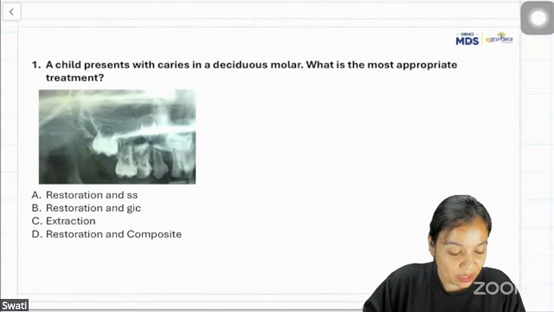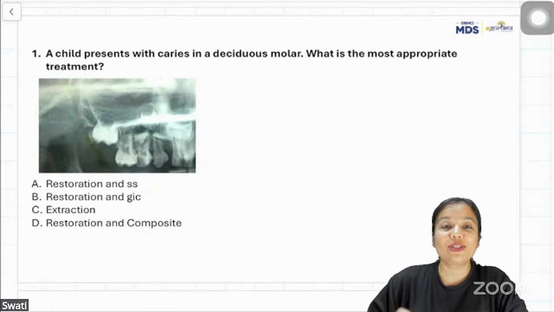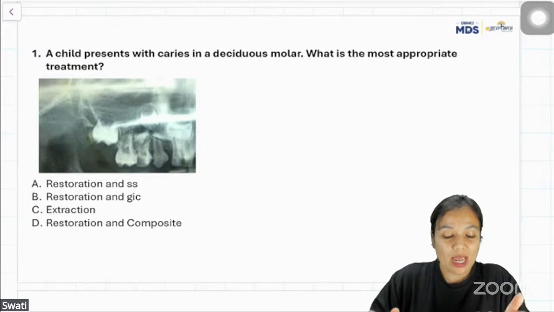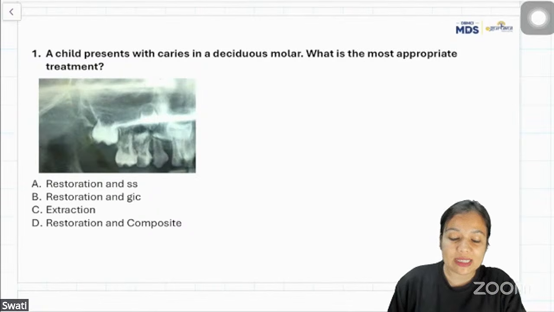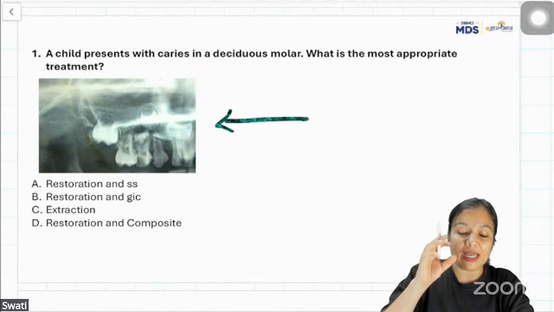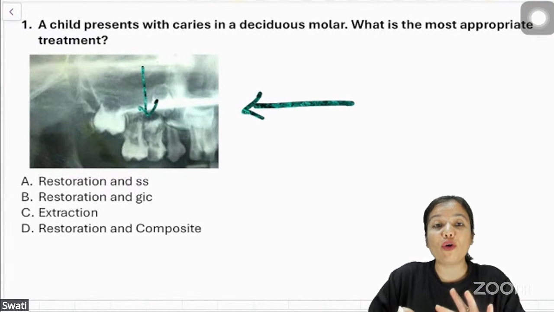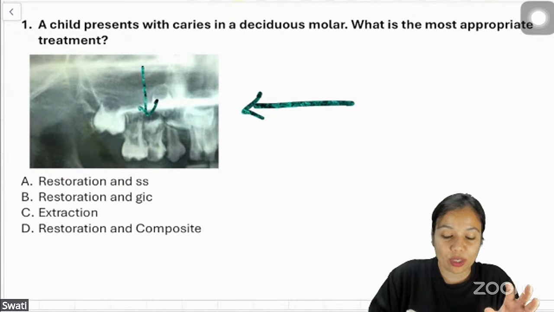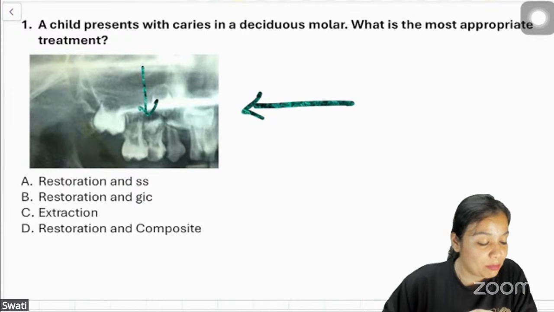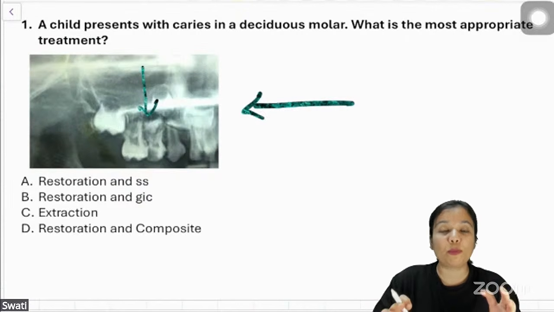The first question that we got from Pedo was an IBQ, an image-based question. A radiograph was given, and a child presents with caries in a deciduous molar. You can see there's a radiograph given, and this is the carious deciduous molar. This is a first primary molar that's looking carious. And what is the most appropriate treatment?